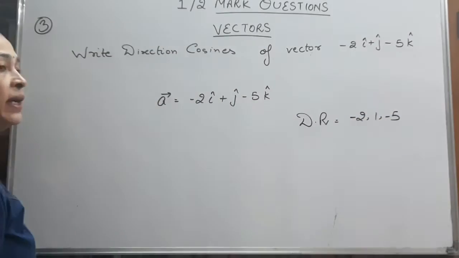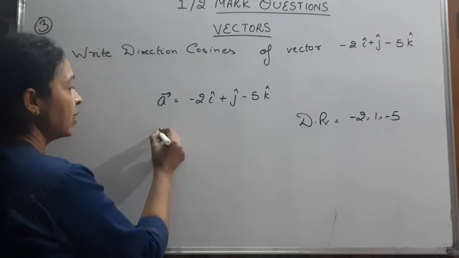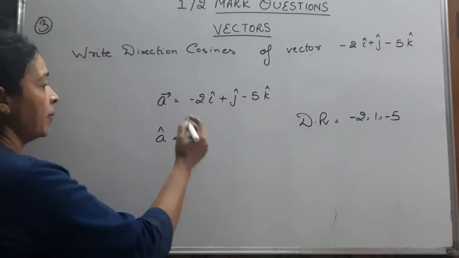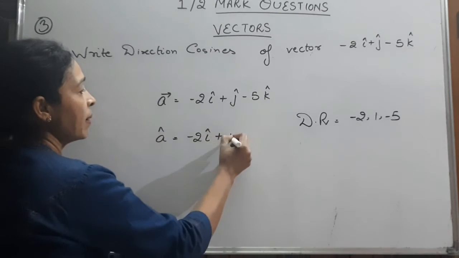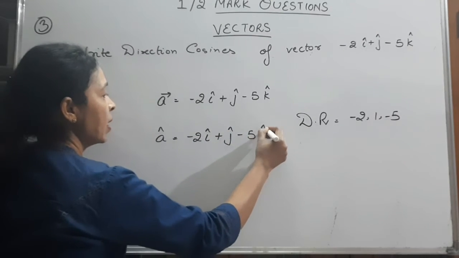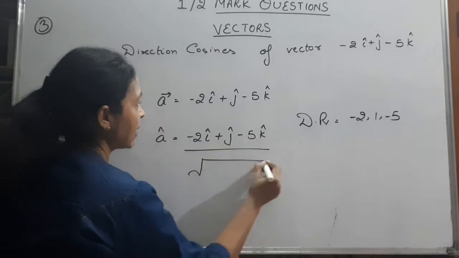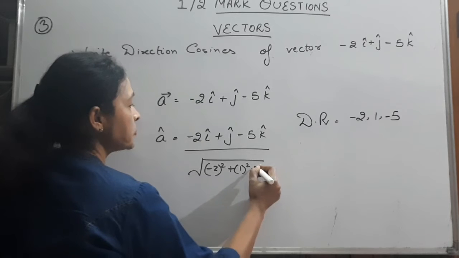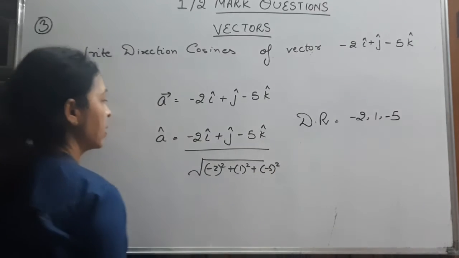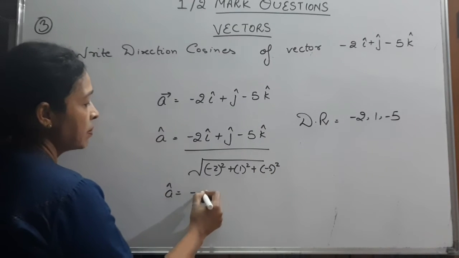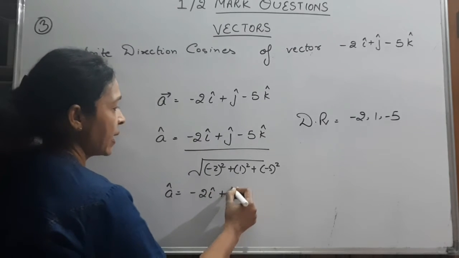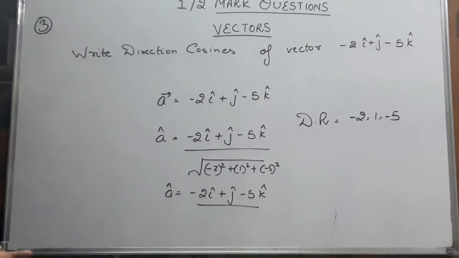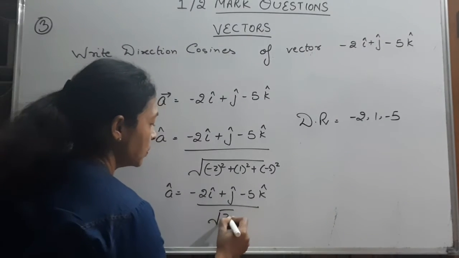What we have to find? We have to find direction cosines. For this, what we have to find? We will find A cap, that is the unit vector of A, which is equal to minus 2i cap plus j cap minus 5k cap upon the magnitude of vector A, minus 2 whole square plus 1 square plus minus 5 whole square. A cap is minus 2i cap plus j cap minus 5k cap upon root of 4 plus 1, 5, plus 25, root 30.